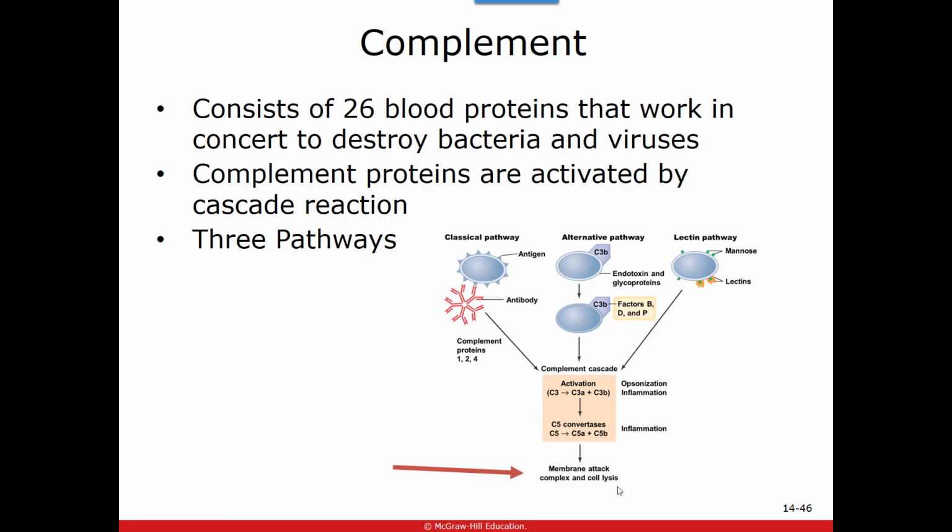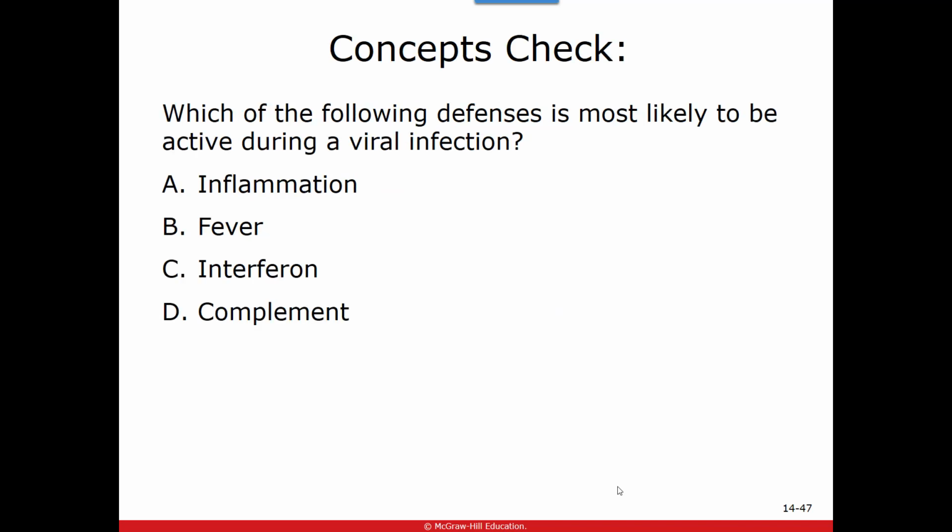And my last concept check on here, which of the following defenses is most likely to be active during a viral infection? It's the interferon. Again, the interferons are there to inhibit virus replication. They can also trigger white blood cell action as well.